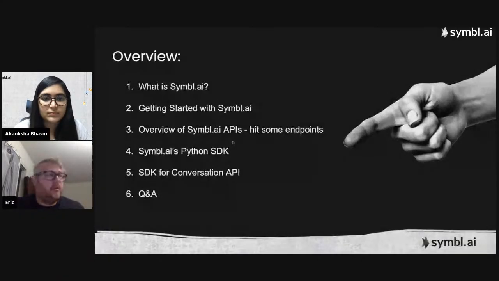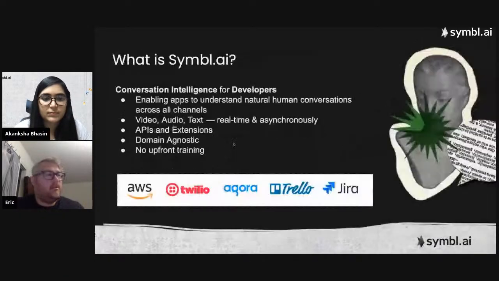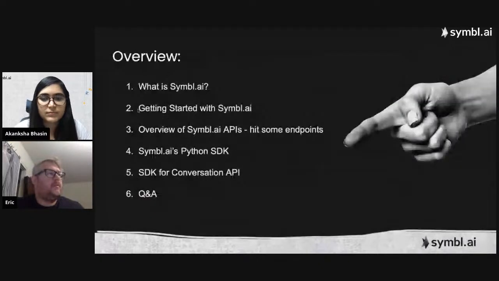Great. So I want to direct you back to the overview section. We've covered getting started with Symbol AI. During that process, I gave you an overview of Symbol AI's APIs. Now I want to go on to the next part of the session: Symbol AI's Python SDK, how to use that SDK to hit a conversation API, and then we'll have a Q&A.